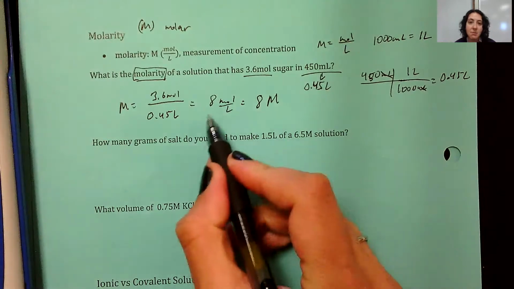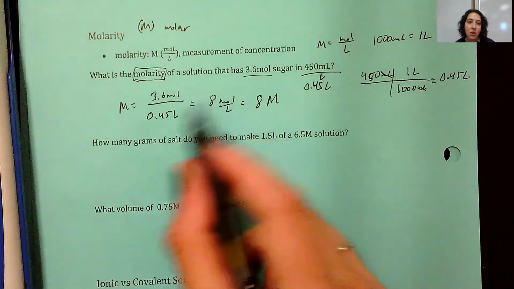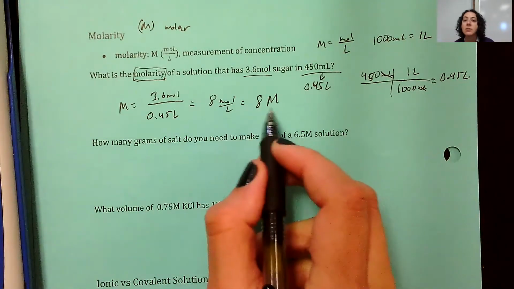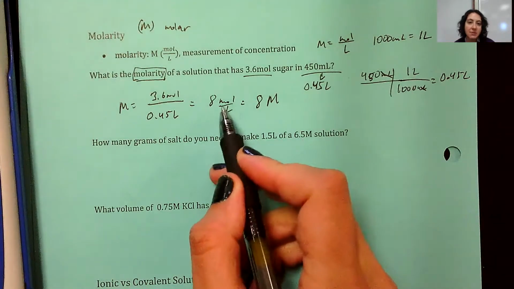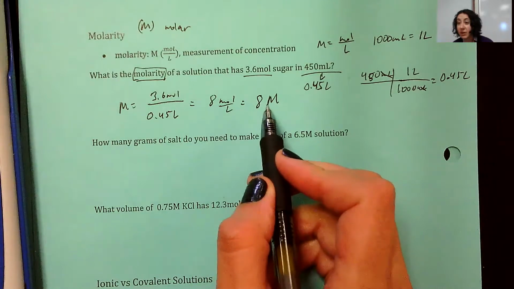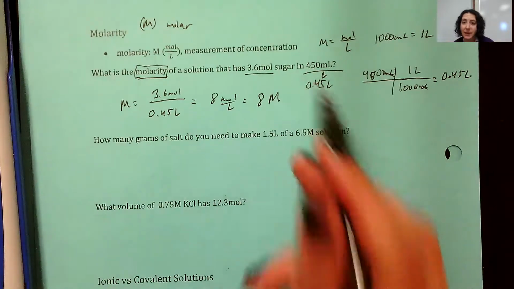So the big M means moles per liter. These are all the same thing. Moles per liter, molarity, same thing. You can read this as moles per liter, you can read this as molarity. It doesn't really matter. It's the same thing.